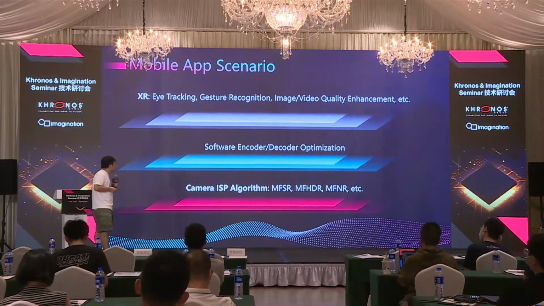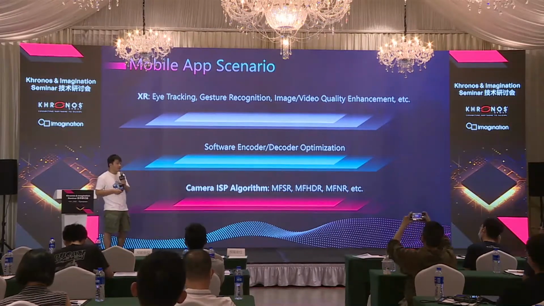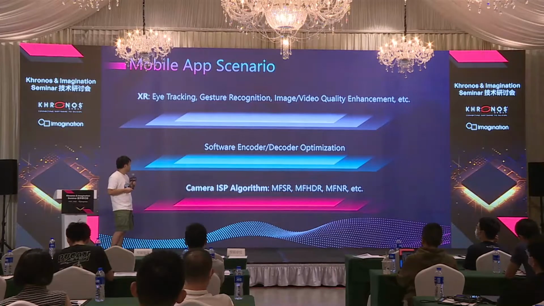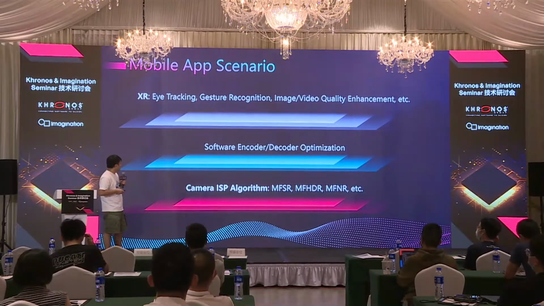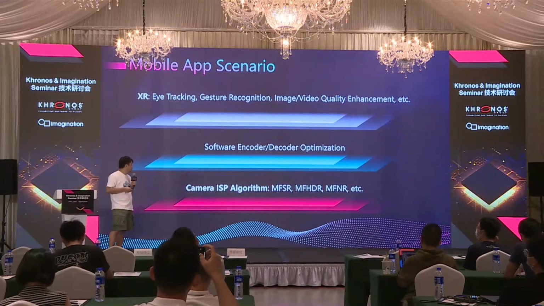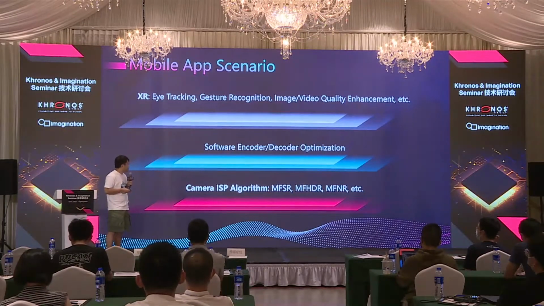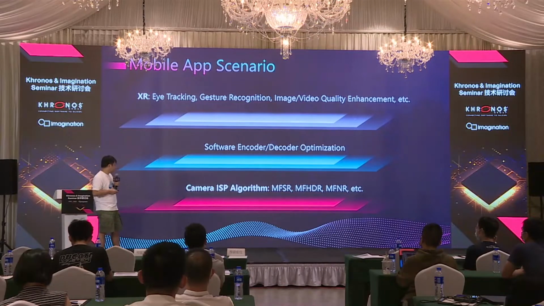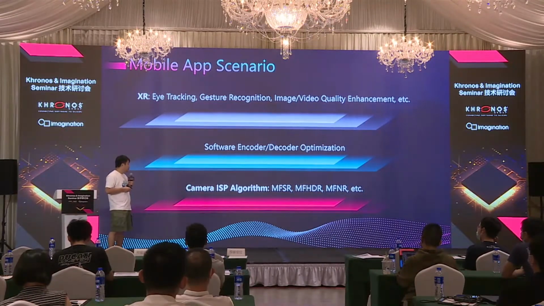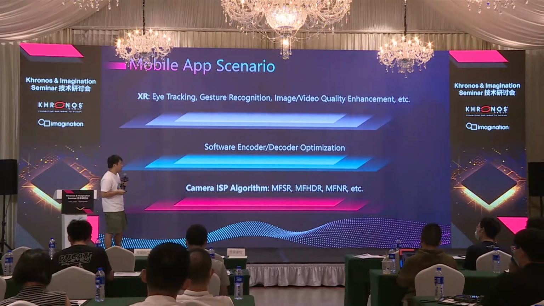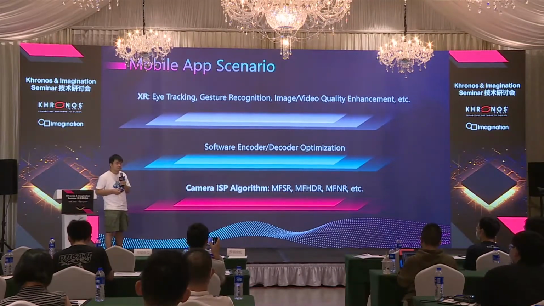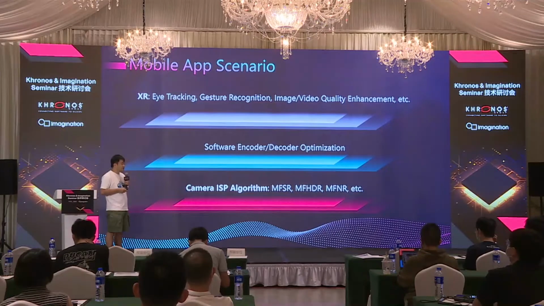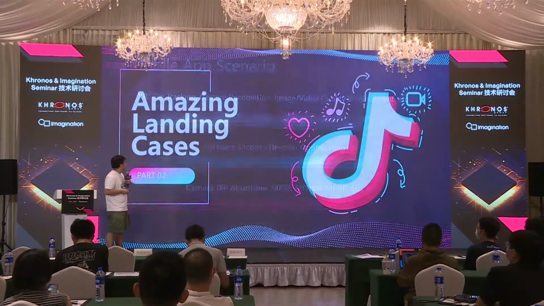Apart from the scenarios in TikTok and Douyin, we do have some other scenarios like XR, because we have Kiko. In the VR scenario, we have eye tracking, gesture recognition, and also the image video quality enhancement and so on. We will use GPU for computing. And the other is the audiovisual business. We have our own codec, and we can use the GPU to accelerate. And the last one is a new project, the camera ISP algorithm. So we can add algorithms, for example, MFSR, MFHDR, MFNR. So the super nighttime mode is based on this technology. And for those examples, actually in those scenarios, we use the GPU to do the computing to do the acceleration.